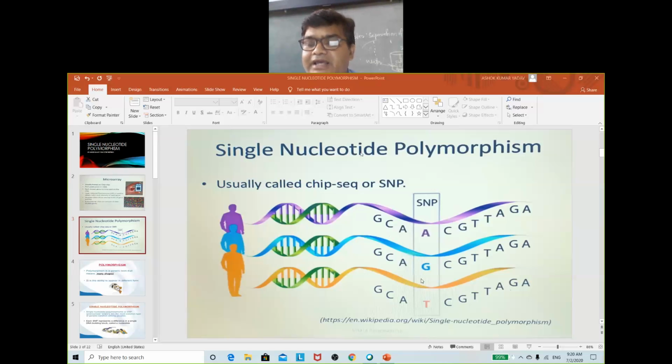What can happen? If there is a mutation, mutation in which gene? The CCR5 chemokine receptor gene, which is the receptor just to receive the HIV virus, just like coronavirus. So if a mutation occurs in that gene, the person becomes resistant to that virus. So these things can be studied with the help of SNP.